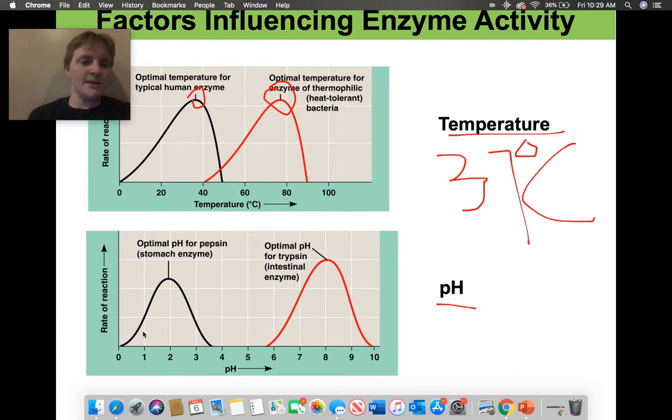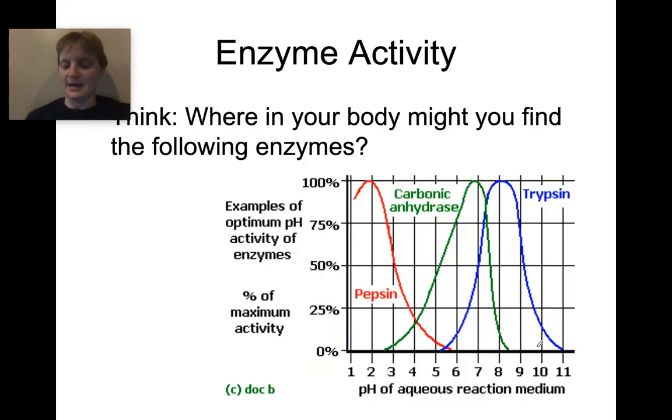So in our stomach, our pH is like 2. And so our stomach enzymes work best at pH 2. Surprise! But our intestines aren't at pH 2. Our intestines are actually more at pH 8. So the intestinal enzymes work better at this pH. Makes sense, right? So enzymes are influenced by temperature and they're influenced by pH.